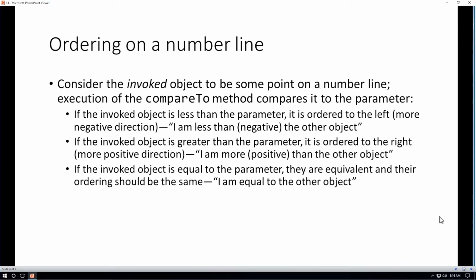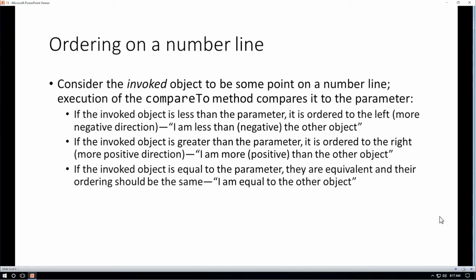It may help to consider the invoked object as a point on a number line. If the compareTo method on the invoked object returns a negative value, the invoked object itself, not the parameter, is in a more negative or left direction, meaning that the object orders before the parameter. If the invoked object is greater, then the return will be positive. That means that the parameter orders in the more negative direction, the invoked object in the more positive direction to the right. It means it orders second, the parameter first.